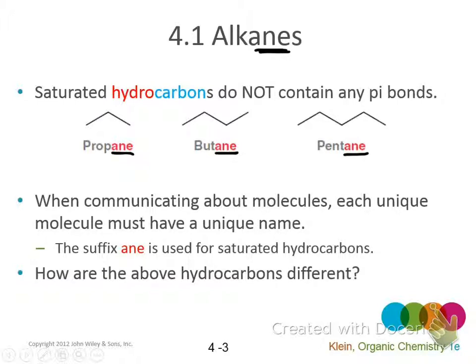How are these hydrocarbons different? Remember these bond line drawings? All I've done is added a carbon, right? This is 3 carbons and then 4 carbons and then 5 carbons. And you notice that the names are propane, butane, and pentane. Now pentane makes sense. What does pent mean? 5, so pentane makes sense.